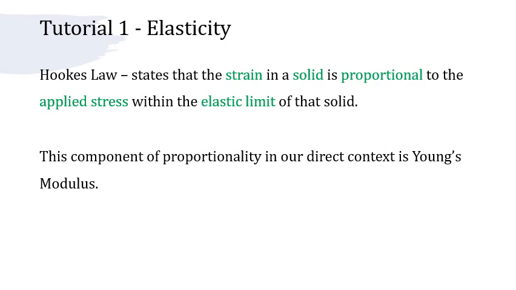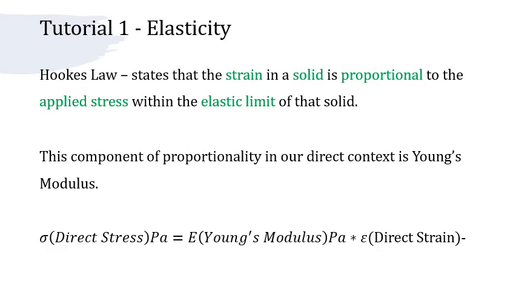And so the variable that takes this Hooke's law concept from proportional to equal to is the Young's modulus. And so if we look at the mathematical representation of Hooke's law here, it begins to make a lot more sense. So we look at the sigma, which is in pascals, which is the direct stress, is equal to the direct strain, epsilon, multiplied by this Young's modulus, which is a property of each material.